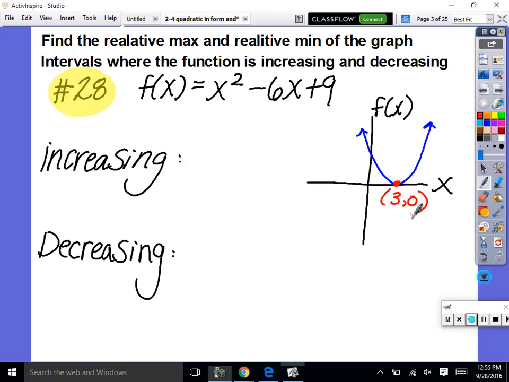So let's do intervals where we're increasing and decreasing. We're coming in decreasing from negative infinity up to 3. Does everybody see why? And then we were increasing from 3 to positive infinity.